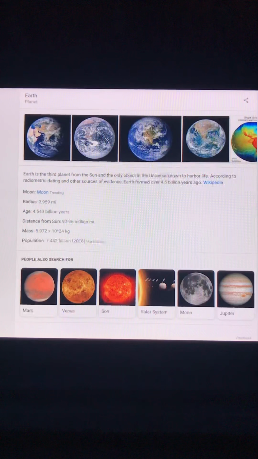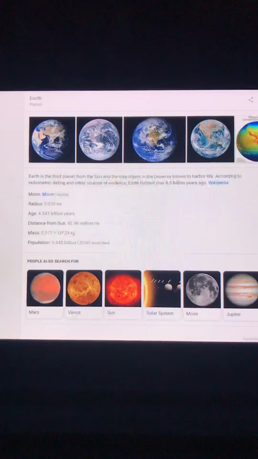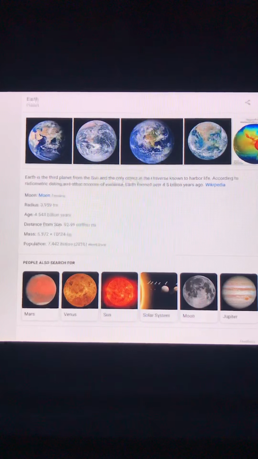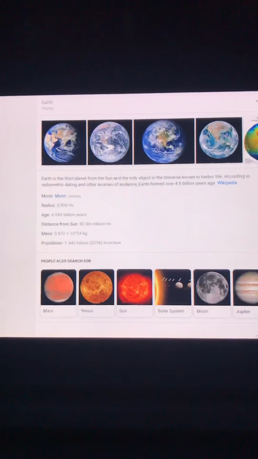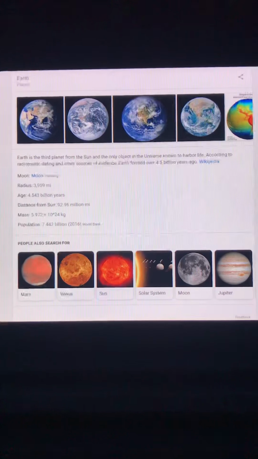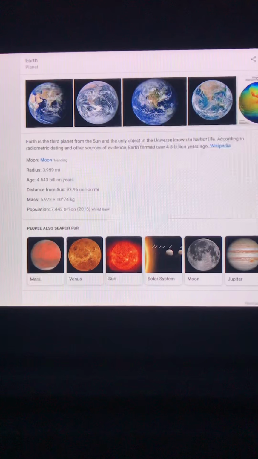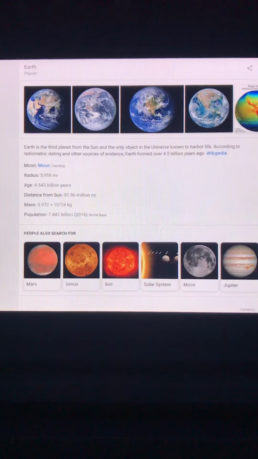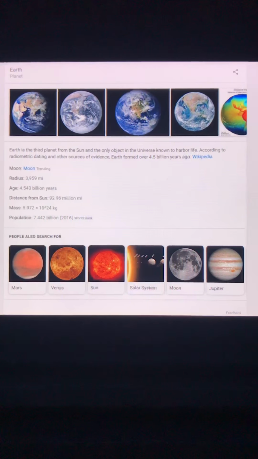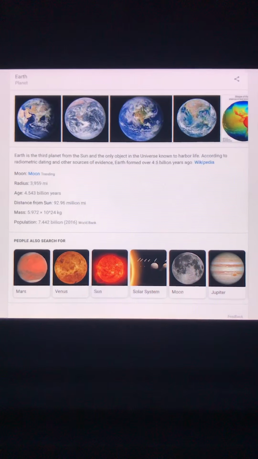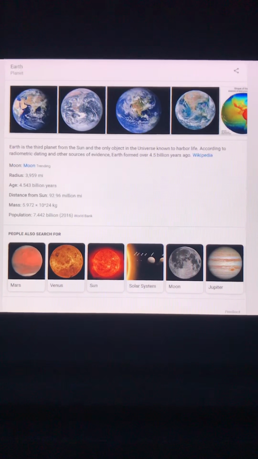Earth, third planet from the sun, and the only object in the universe known to harbor life. According to radiometric dating and other sources of evidence, Earth formed over 4.5 billion years ago. Earth is the third planet from the sun. It has one moon, which is Luna, even though you call it the Moon.